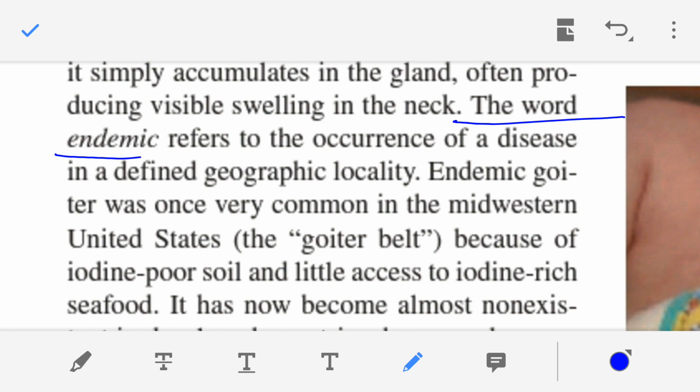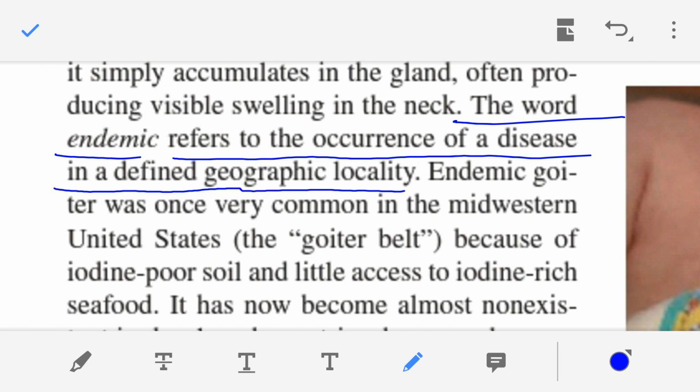Now the word endemic refers to the occurrence of a disease in a defined geographical locality. So when we use the word endemic, the meaning is that a disease is occurring in a particular area of the world. A particular geographical area, a particular locality, is affected by the disease, so the word endemic is used.